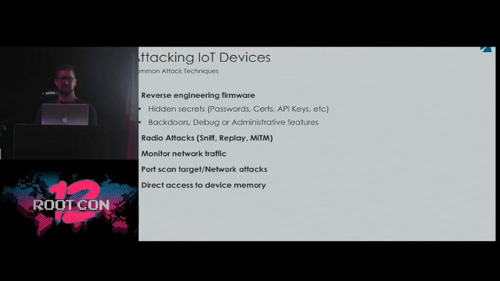So the most common attack technique that you would do is reverse engineering the firmware. It's usually one of the first things because you get so much out of it. If you're able to get to the firmware and reverse engineer it, very, very often you'll find hidden secrets. And what I mean by that is passwords that are in clear text, or certificates used for authentication, API keys and whatnot. And then you can use that information to further attack other components of the solution. And you might be able to find backdoors.